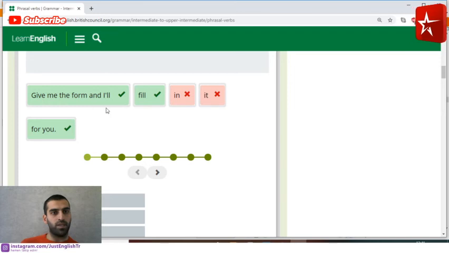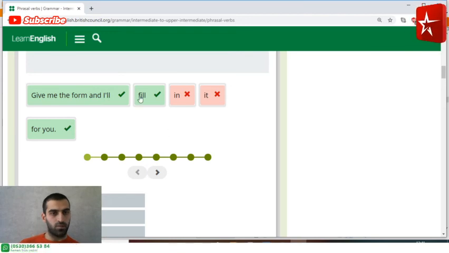Give me the form and I will fill. So fill in is a phrasal verb. It's correct. Like our mistakes are related to pronouns. If we have pronouns in the sentence, we have to use them. We have to separate phrasal verbs, and we have to use the pronouns in the middle of fill and in. Like fill it in for you. So the correct answer is give me the form and I will fill it in for you. Yes, that one is correct.